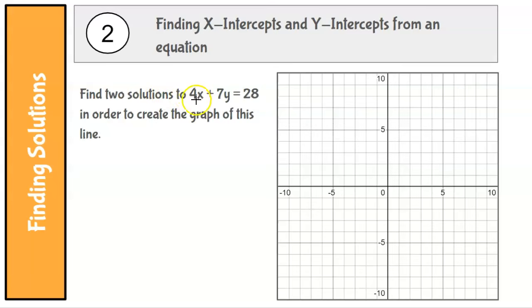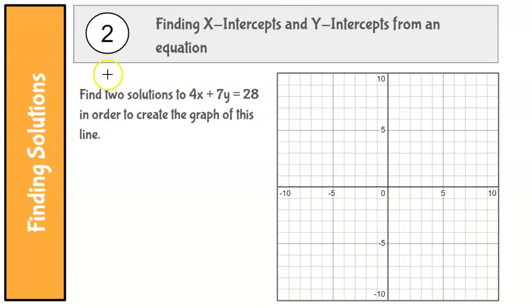All right. Now, find two solutions to 4x plus 7y equals 28 in order to create the graph of this line. So what could we do to find two solutions to 4x plus 7y equals 28 in order to graph? So it's not just x plus y equals 28 this time. It's 4 times something plus 7 times something is 28. There are two solutions that are really easy to find, and that is the solutions where x is 0 and where y is 0.